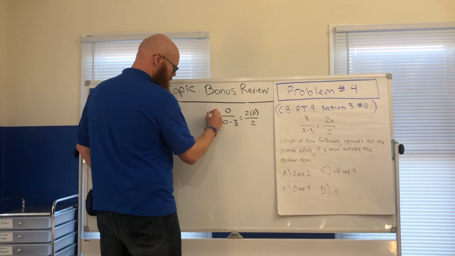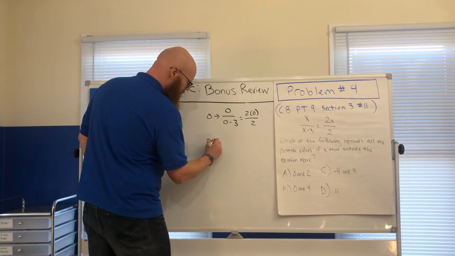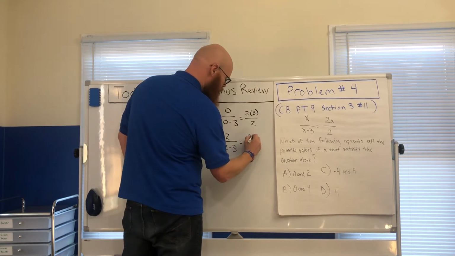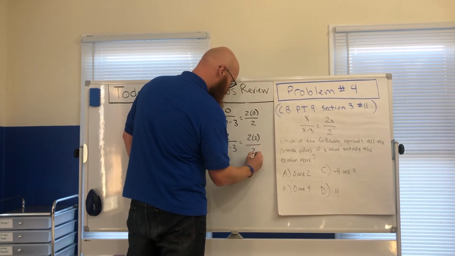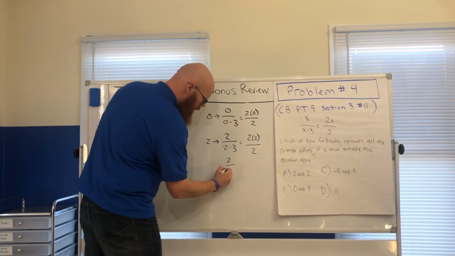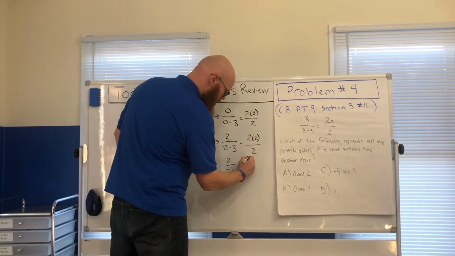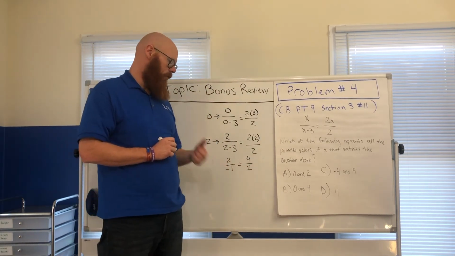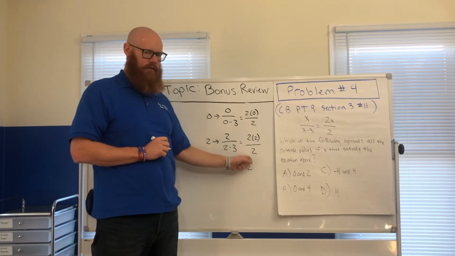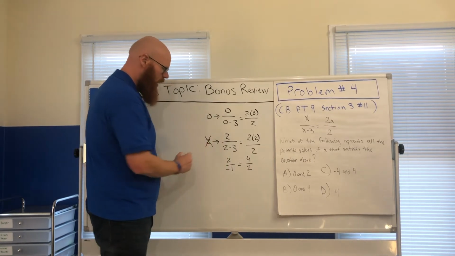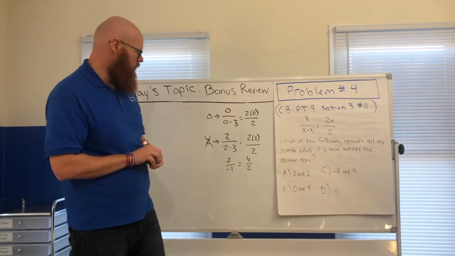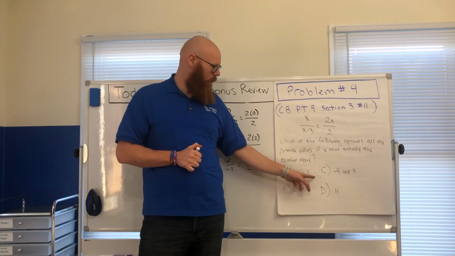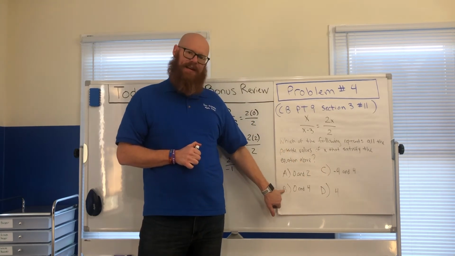So this was checking 0. And now I want to check and see if 2 works. So I get 2 over 2 minus 3 equals 2 times 2 over 2. Well, this is 2 over negative 1. And this is 4 over 2. Well, 2 over negative 1 is not the same as 4 over 2 because this side is negative and this side is positive. So 2 does not work. That means that 4 must work, because 0 works, and if it doesn't work in conjunction with 2, then the answer is B.